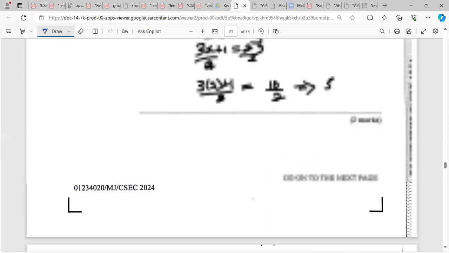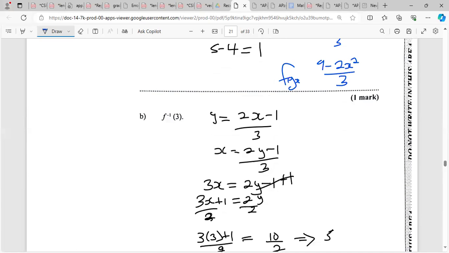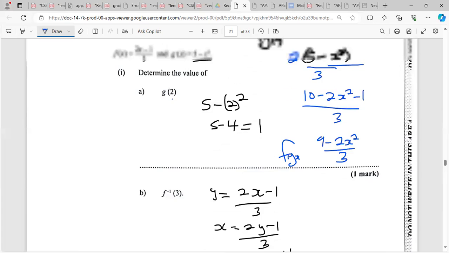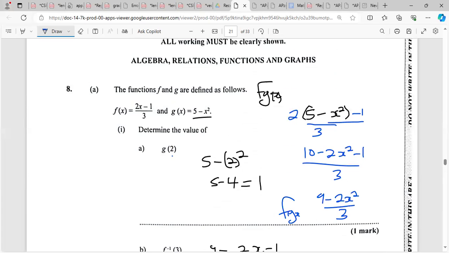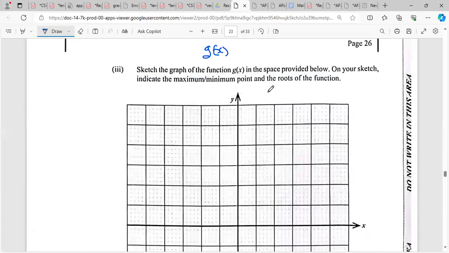Hold on. We need the function. So the function is actually 5 minus x squared. Jesus, Mr. Benny, you're so blind. I thought it was a different question here, guys. Alright, so 5 minus x squared.